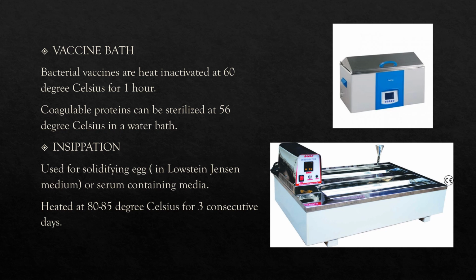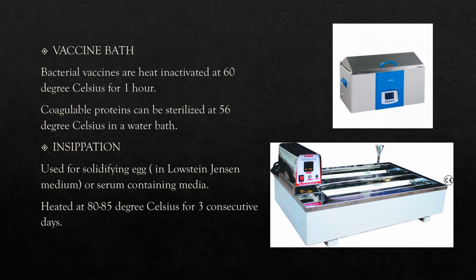Now this is the vaccine bath. The vaccine bath is basically used to deactivate any sort of bacteria or pathogens present in it. For this, the bacterial vaccines are heated at 60 degrees Celsius for 1 hour, and because of the heat, the bacterial vaccines get inactivated. And coagulable proteins can be sterilized at 56 degrees Celsius in a water bath.